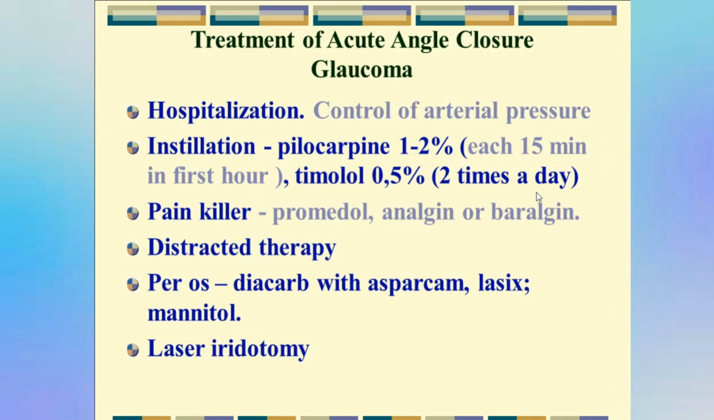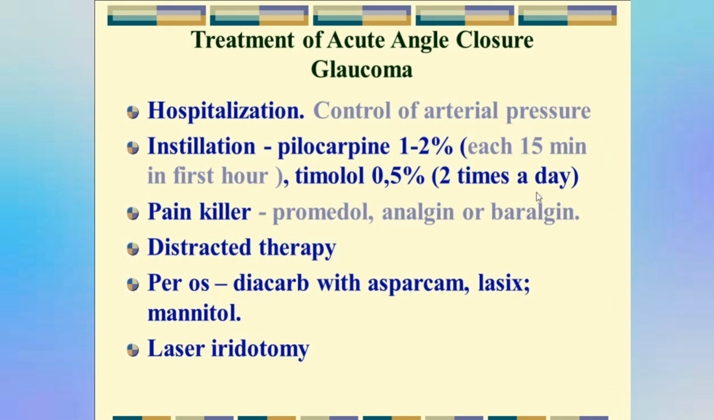Of course, acute angle closure glaucoma is an emergency case, and the patient has a severe condition, and we should hospitalize this patient immediately in an ophthalmological department. In the ophthalmological department, we should put eye drops, pilocarpine 1-2% every 15 minutes in the first hour. Don't forget timolol 0.5% 2 times a day. We should prescribe a painkiller. We should prescribe medicine which decreases arterial pressure, high blood pressure.